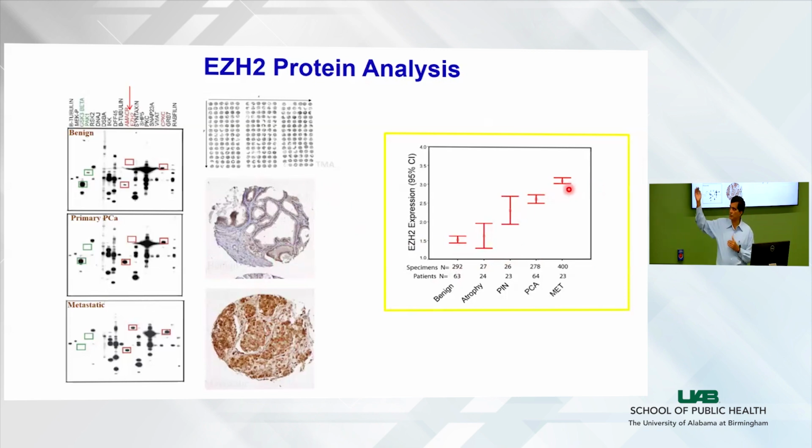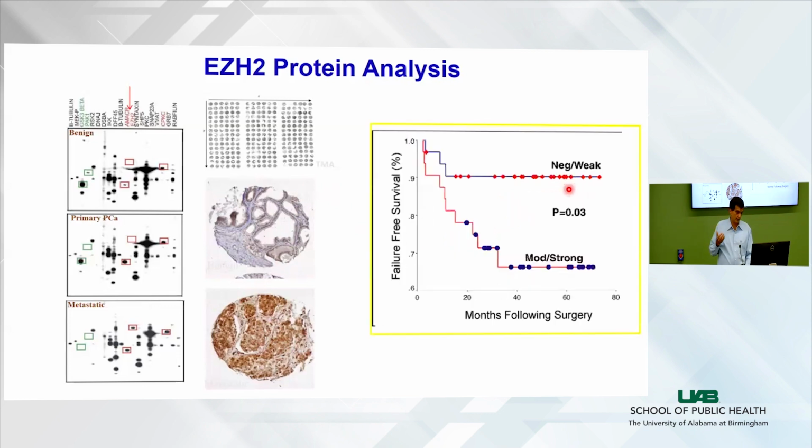So the EZH2 protein expression increases with disease aggressiveness. And also when we looked at the failure-free survival, if there is increased EZH2, patients don't survive long. In this case, PSA or prostate-specific antigen comes back, whereas if it is weak, there is no PSA recurrence.